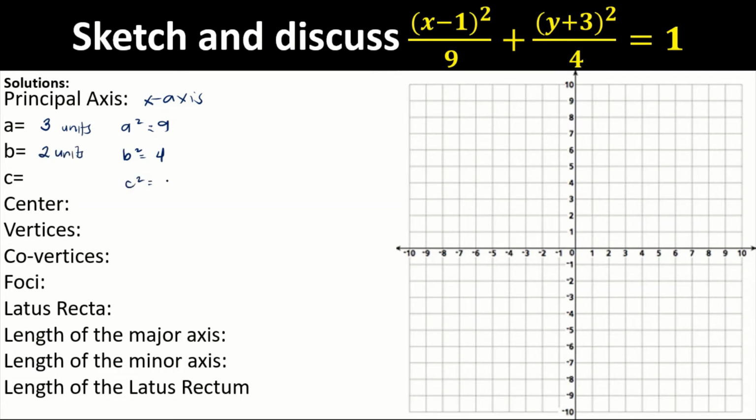And c squared is equal to a squared minus b squared. So, we have 9 minus 4, and 9 minus 4 is 5. If c squared is equal to 5, therefore, square root of 5 is the c. Okay, and square root of 5, it is equal to 2.24 units. Okay, and then the center here, baliktaran natin yung signs dito. Negative 1 magiging positive 1. And yung k natin, that is negative 3.